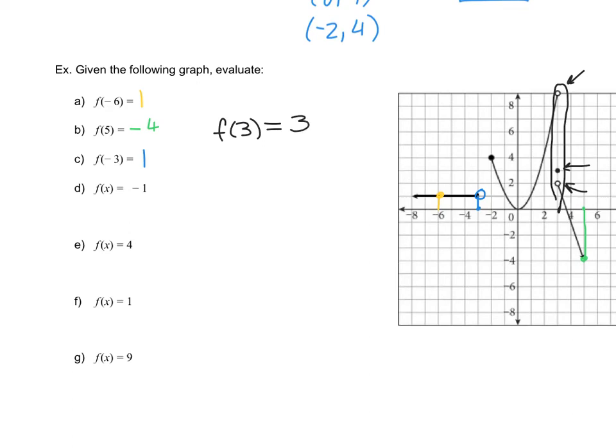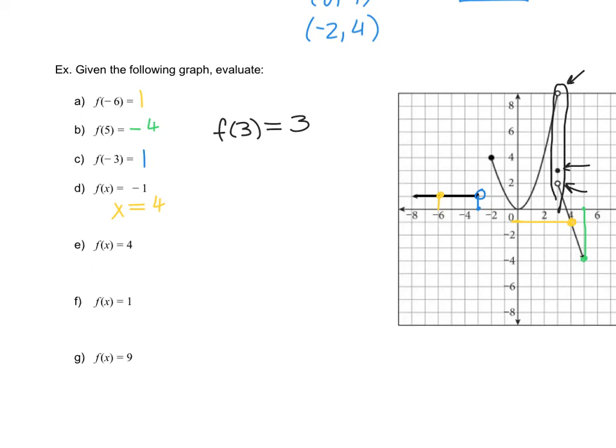Now the last 4 examples are all where you're given y, find x. So for f of x equals negative 1, I go to negative 1 on my y-axis and I try to find my function. There's nothing to the left, but I hit my function on the right when x equals 4. So x equals 4 would be my answer there.